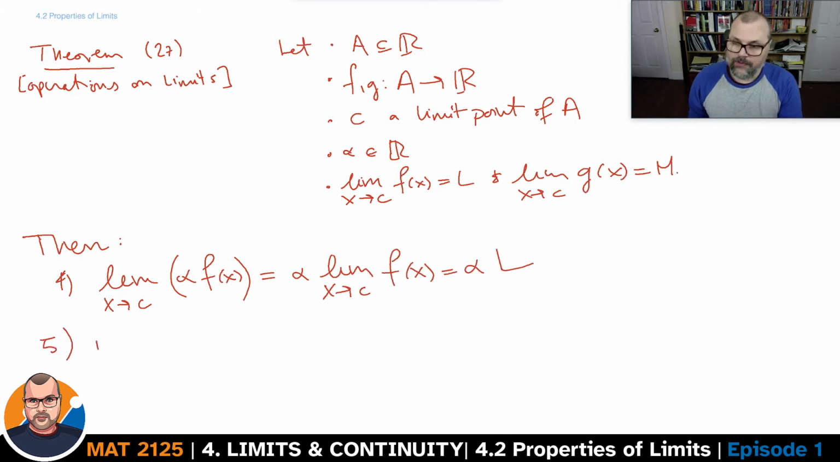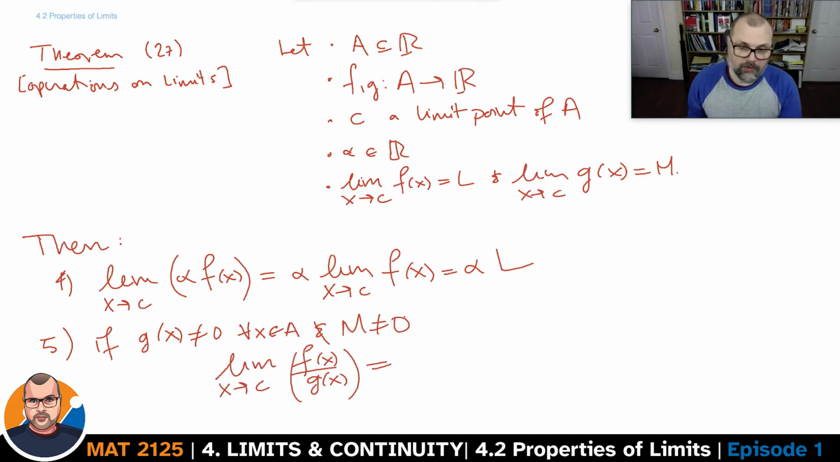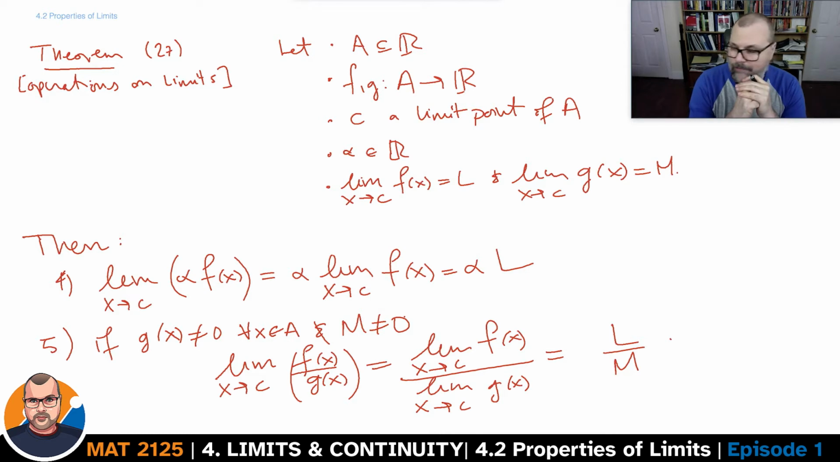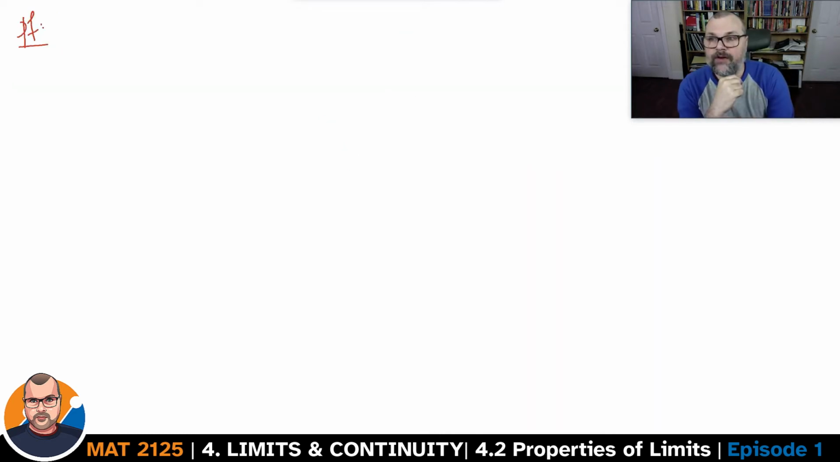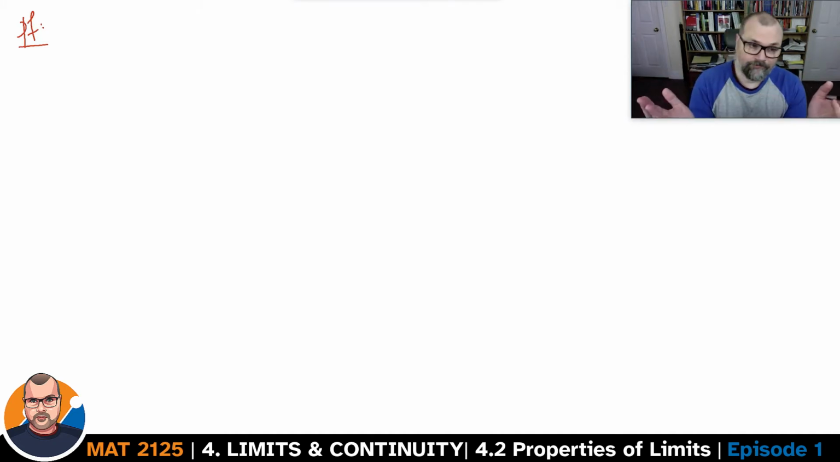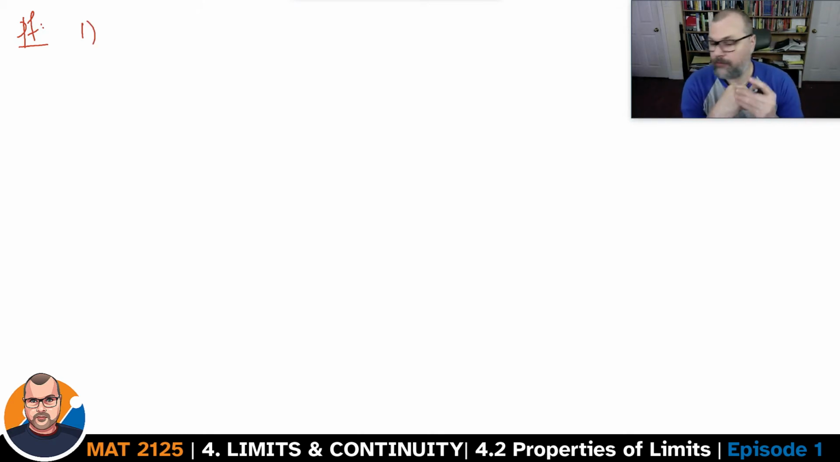And finally, assuming that g(x) is not equal to 0 for every x in A, and that M is not equal to 0, then the limit of the quotient will be equal to the quotient of the limits, L over M. Well, if we had to use the definition of the limit to prove these, it would take a fair amount of time, but thankfully we have two theorems: Theorem 14, the operations for sequences and limits, and Theorem 26 that tells us the link between the limit of a sequence and the limit of a function, and the proof can be written very quickly, in a few lines.